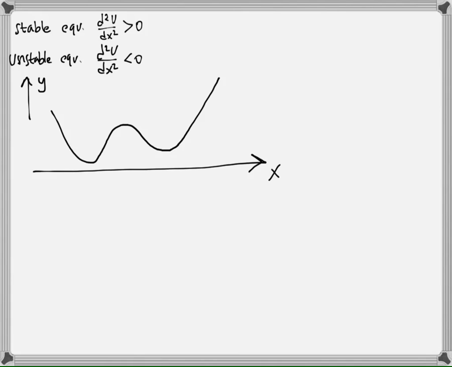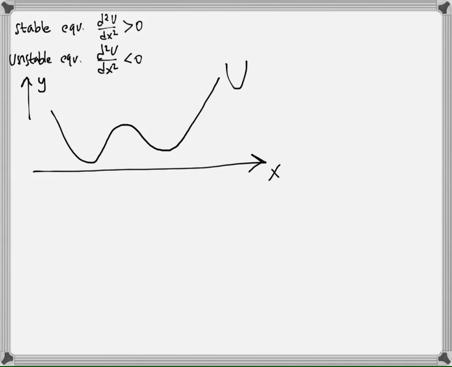Equilibrium points are classified as either stable equilibrium points or unstable equilibrium points. You may have more than one equilibrium point for a given potential. An example you see here: you might have such a potential curve with respect to x.